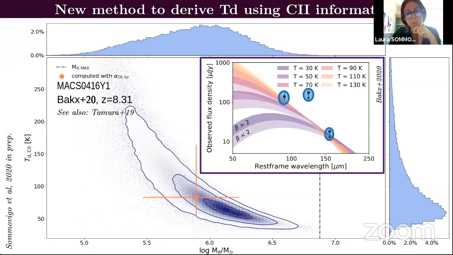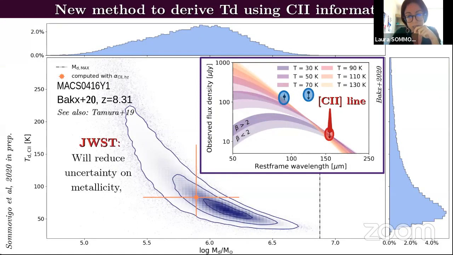I would like to remind you that Bakx's method relies on SED fitting, so they use 3 continuum data points, whereas we only need 1 by combining it with the [CII] line emission. Nevertheless, you can see that we have very large uncertainties on our predicted dust temperature, and this is mainly due to the fact that the metallicity of these galaxies is largely uncertain, and this enters in our method's computation.